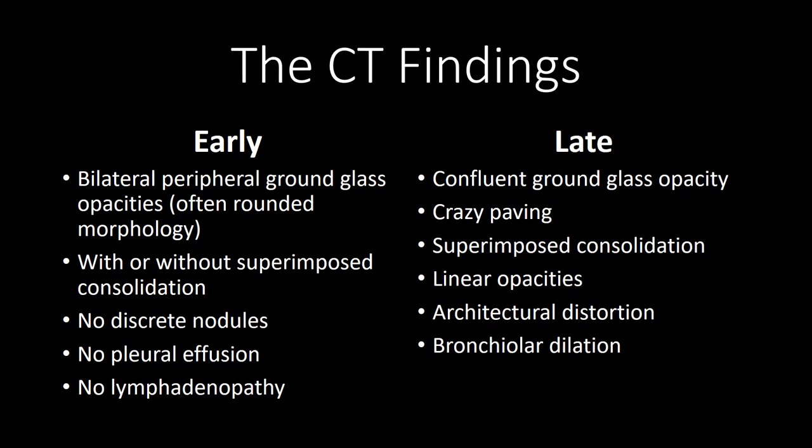Later in the disease, consolidation is more commonly reported, and that consolidation is often superimposed on the areas of ground glass opacification. There's also a report of linear opacities developing later in the disease process, and those linear opacities being associated with architectural distortion. And within the areas of opacification, we can see bronchiolar dilation that may not be present in the spared parts of the lung.